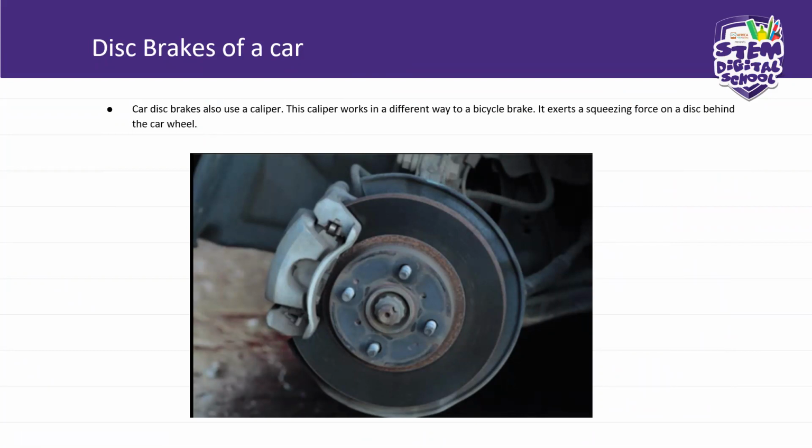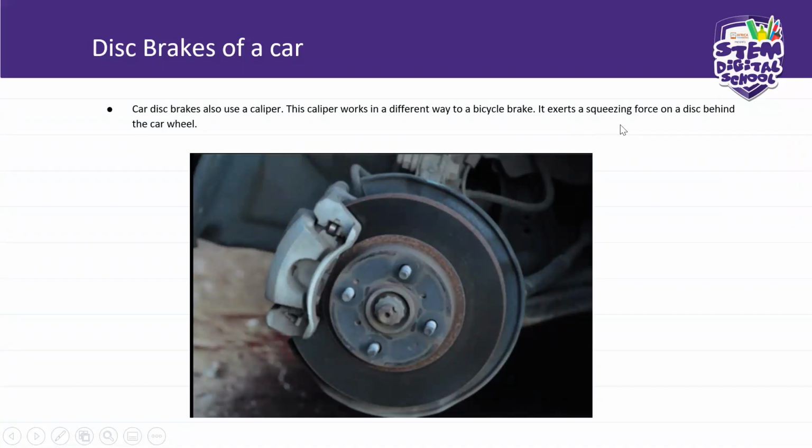of a car. Now, this part that you are seeing here is actually attached to the wheel of a car. If you have to attach the wheel, it will come to these four fittings here. The caliper works in a different way to a bicycle brake. It exerts a squeezing force.